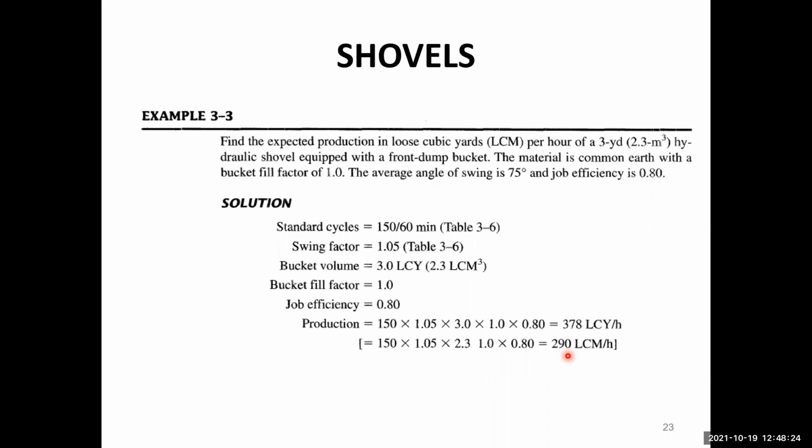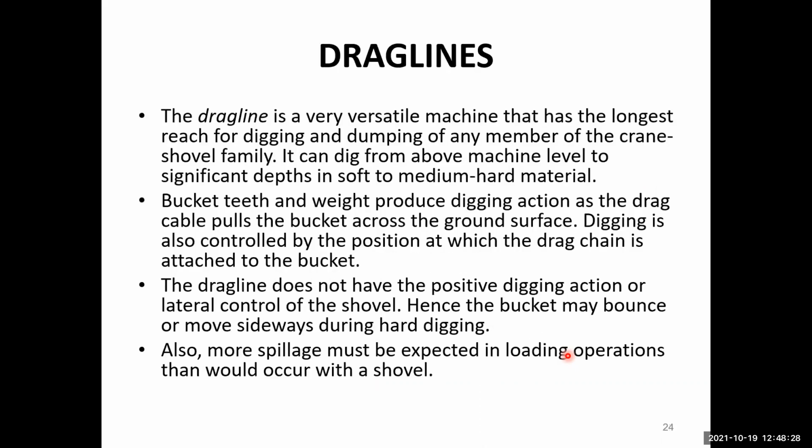So this example is very similar to the previous example 3-2. Okay, now let's look at the third type of equipment which we want to see in this topic, which are the draglines. So dragline is a very versatile machine that has the longest reach for digging and dumping of any member of the crane shovel family. It can dig from above the machine level to significant depths in soft to medium hard materials.